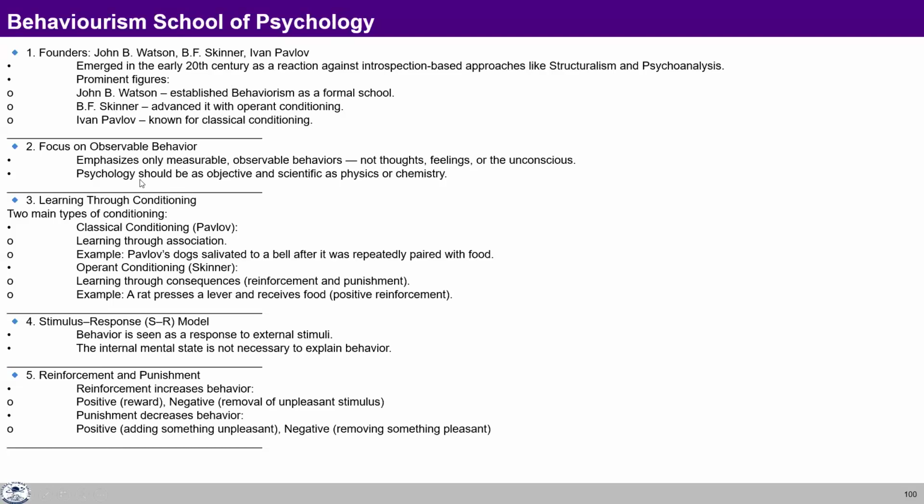They said that psychology should be as objective and scientific as physics or chemistry. They talk about two kinds of conditioning, classical conditioning and operant conditioning. Classical conditioning was given by Pavlov and operant by Skinner. Pavlov experimented on dogs and found that dogs salivated to a bell after it was repeatedly paired with food. Skinner experimented on a rat, which presses a lever and receives food. So this becomes one kind of reinforcement.